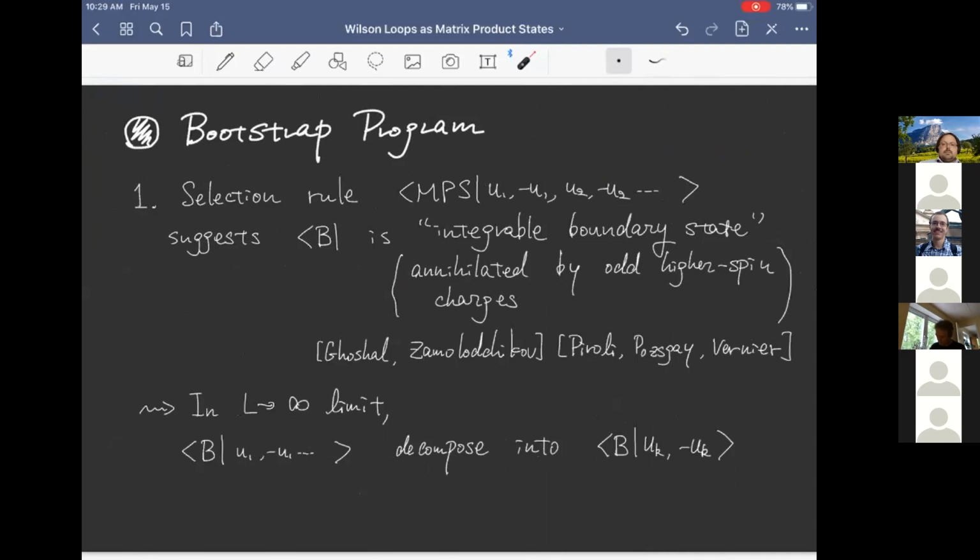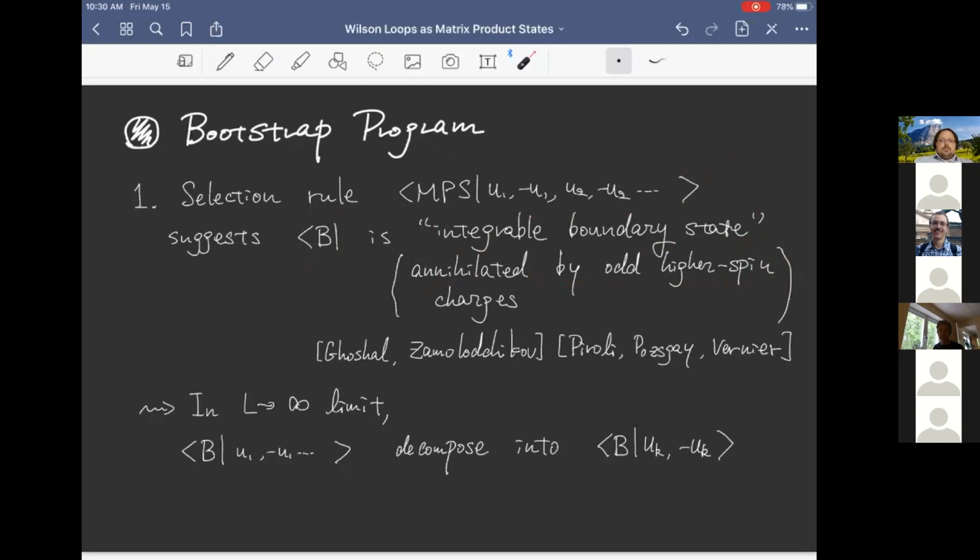So what is the strategy? The first step of this program is to interpret the selection rule that I mentioned earlier: this overlap is non-zero only when the Bethe roots are parity symmetric. Thanks to the work by Ghoshal and Zamolodchikov in the context of relativistic field theory, and also the work by Piroli, Pozsgay, and Vernier for integrable spin chains, we know that this selection rule basically implies that the state B is an integrable boundary state, which is annihilated by odd higher spin charges. Well, precisely speaking, I think what they showed is in this direction, not in the other direction.